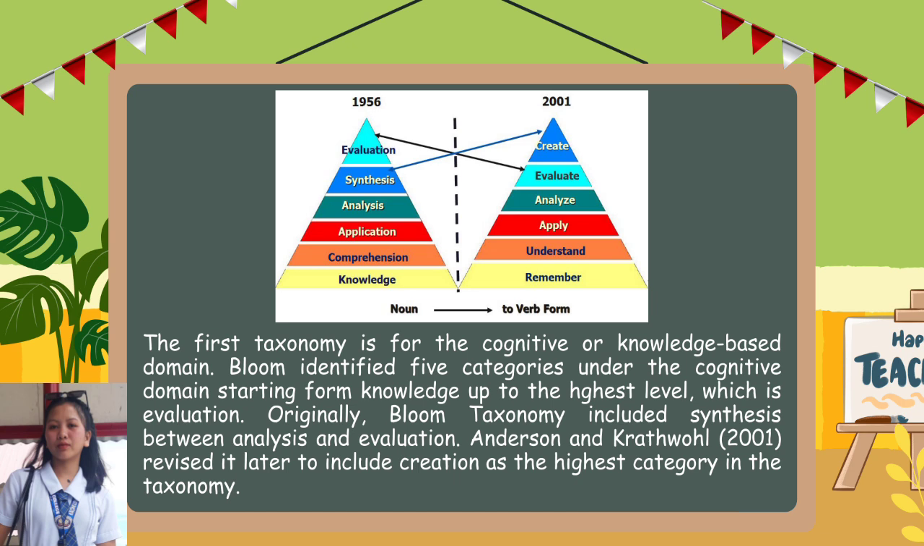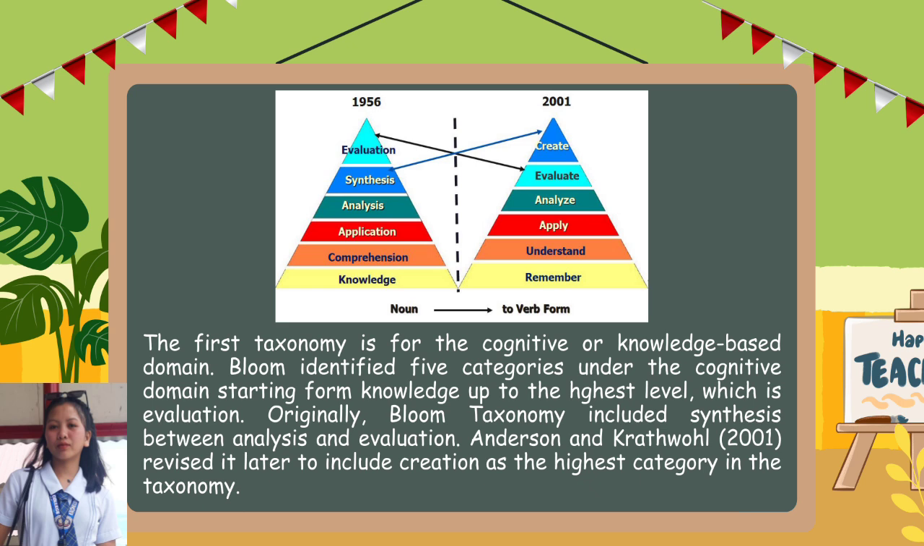So, the next is the rearrangement of the top two levels. The original synthesis and evaluation levels were reordered and renamed, so evaluation is now the second highest level, and the new highest level is create. Renaming was introduced for some levels: knowledge became remembering, comprehension became understanding, application remains applying, analysis remains analyzing, synthesis was replaced by creating, and lastly evaluation became evaluating.